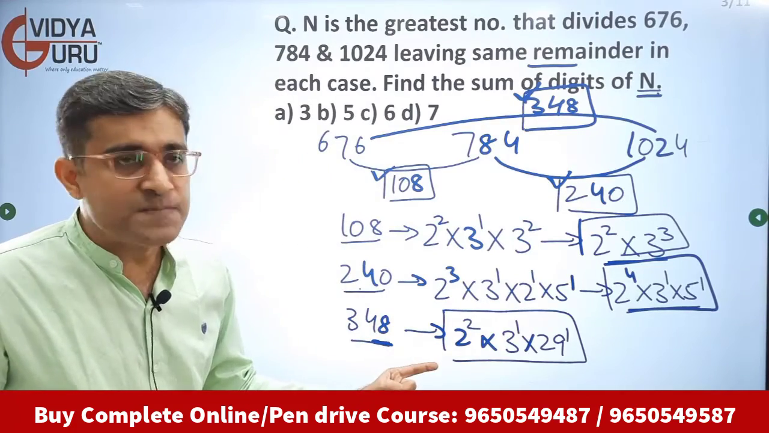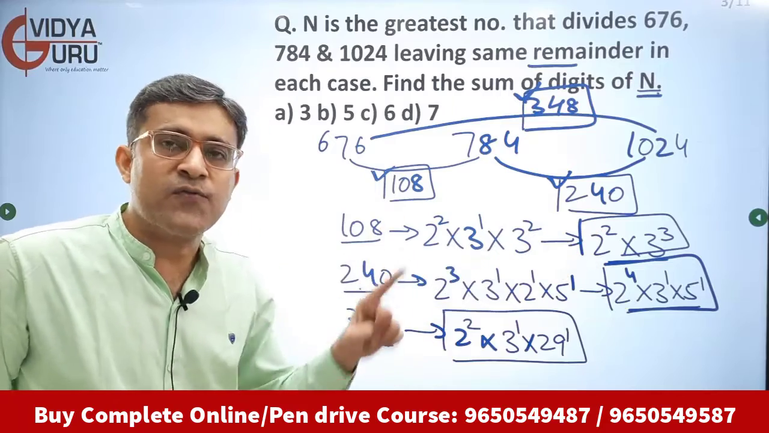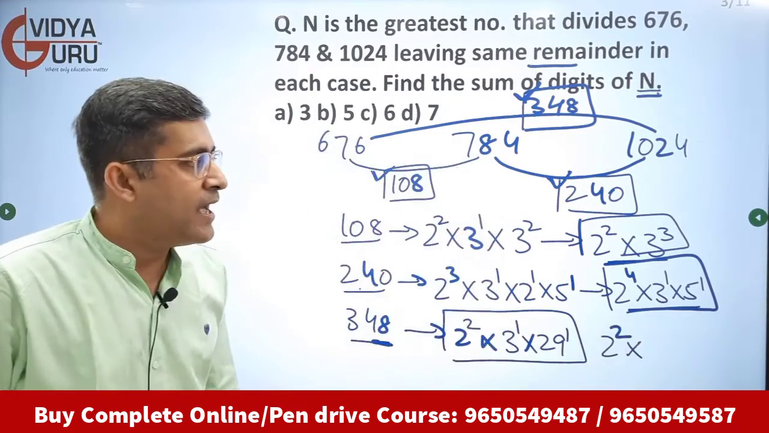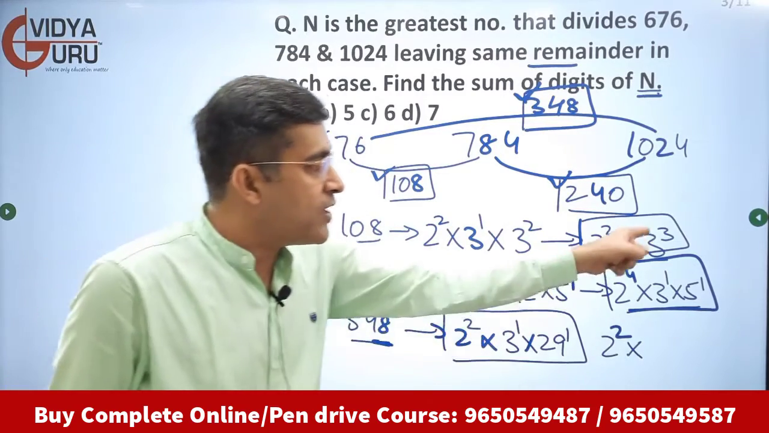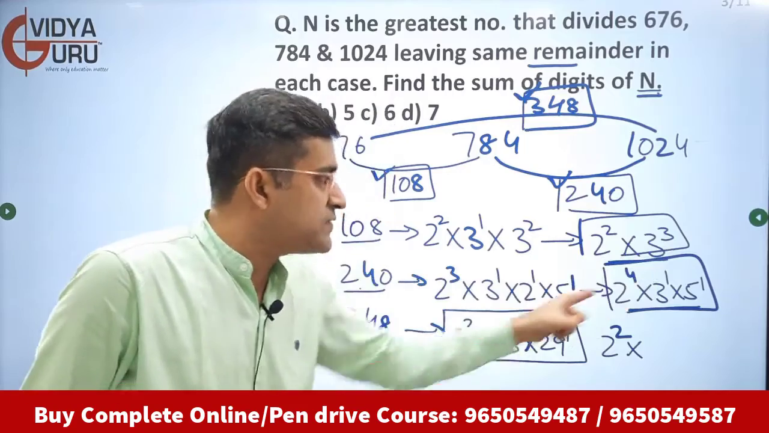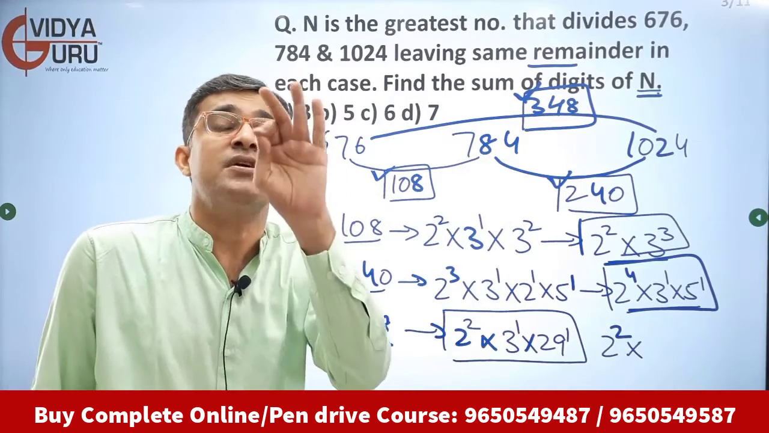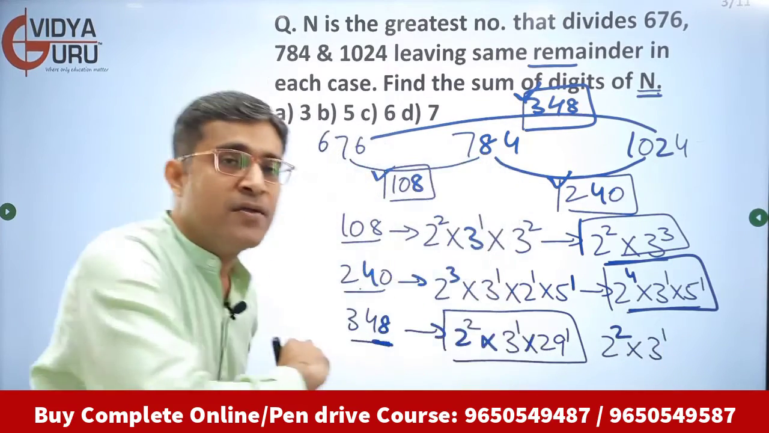So what is the smallest power of 2? Out here we have 2 raised to power 4, but the smallest power of 2 is 2 square. Sure. And now what is the other common factor? The other common factor is 3. Out here we have 3 cube, but in others we have only 1 power of 3. We have to choose the smallest power of 3. So it will be 3 raised to power 1.